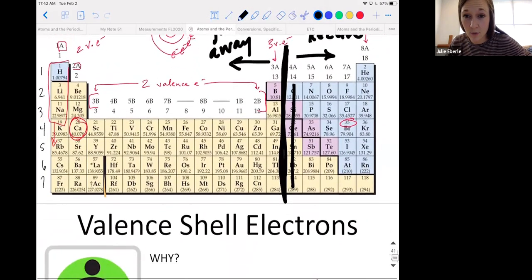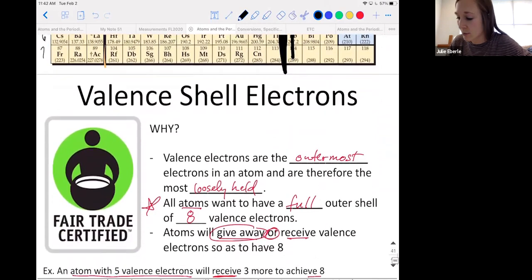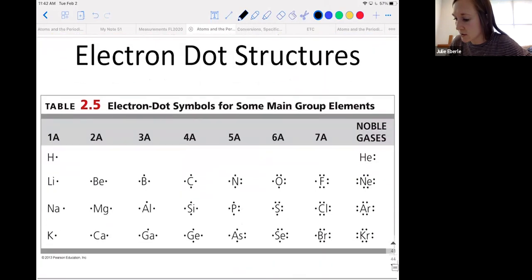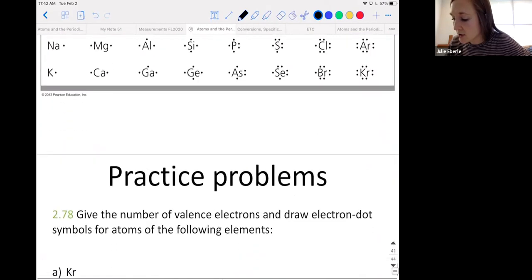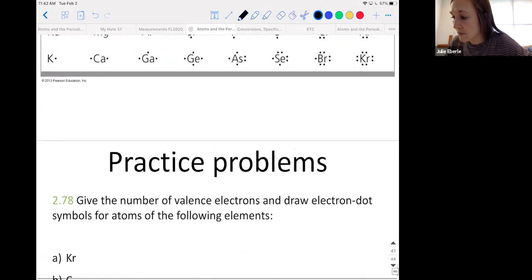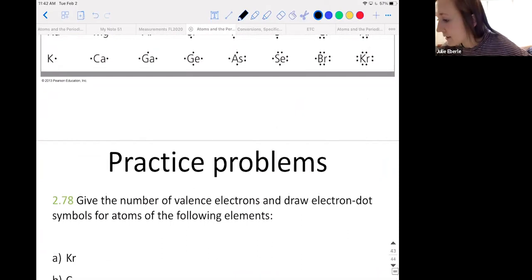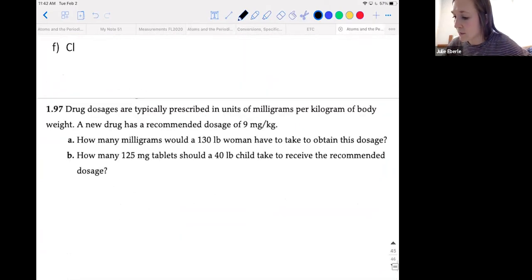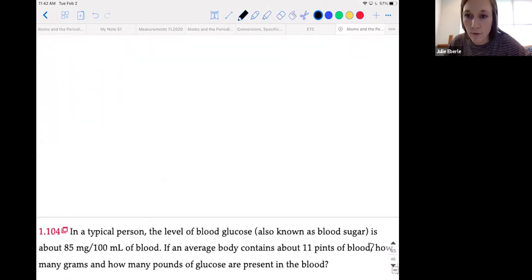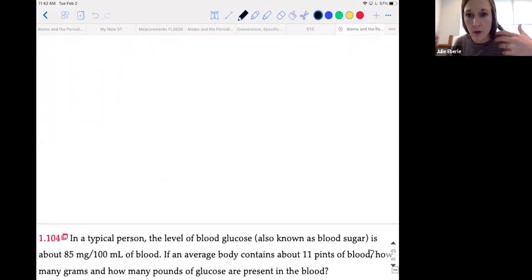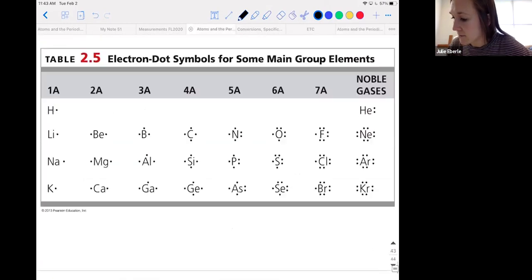Questions. Okay, these are some trends to know. This is going to help set you up really well for chapter 3, which we'll get into on Thursday. So lastly, we're going to talk about electron dot structures, and we'll do a quick practice problem. And then I have some practice problems from the back of chapter 1 that I want to work. These are more complex conversion problems. You need to be practicing these as you get ready for exam 1. So we're going to do a couple together, and then that'll conclude our stuff for today.